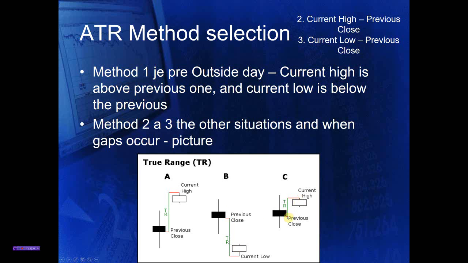Current high minus previous close is that part. Current low minus previous close is only that small part over here. Which of these two numbers is bigger? I think you got the point.